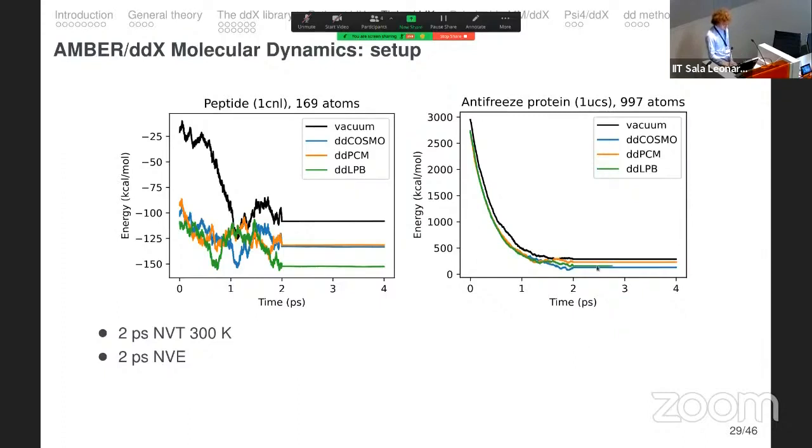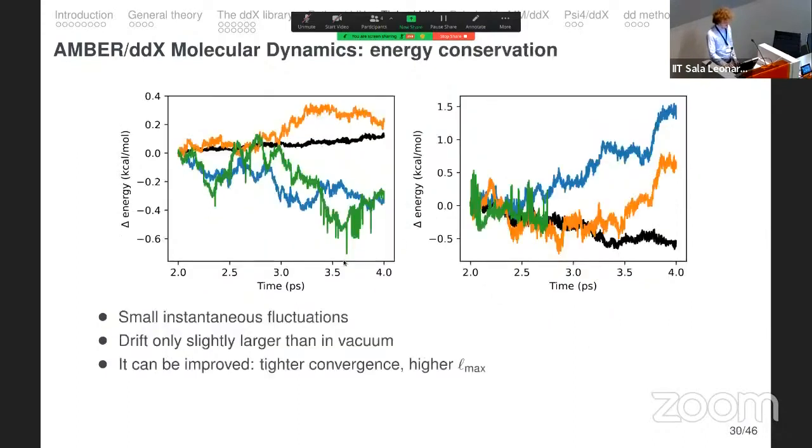As you can see, the DD LPB one is not yet finished because I launched this yesterday. But still, I wanted to see how it performs in this constant energy part, and this is some close up. And we have the vacuum in black, and again our 3 models colored.